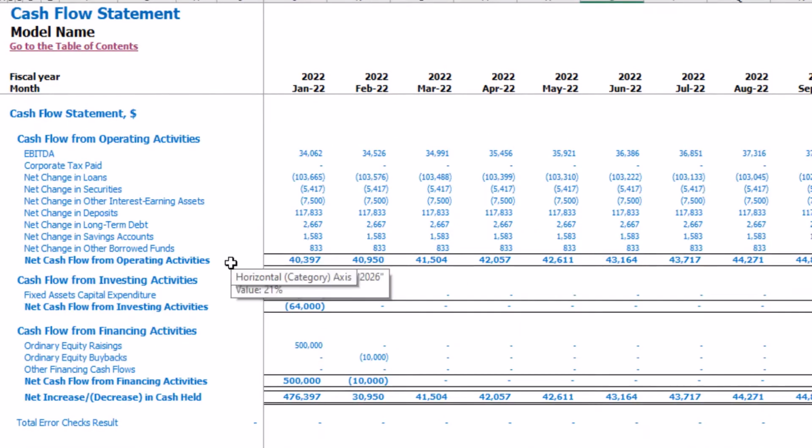On the cash flow, you may see the information about your operating activities by months, investing activities, and financing activities.